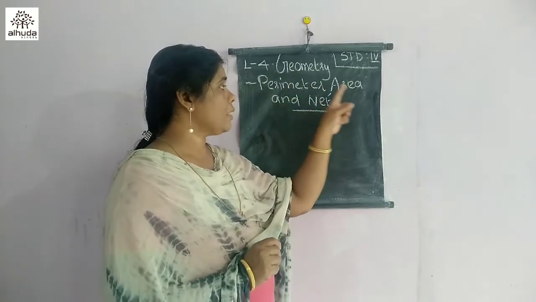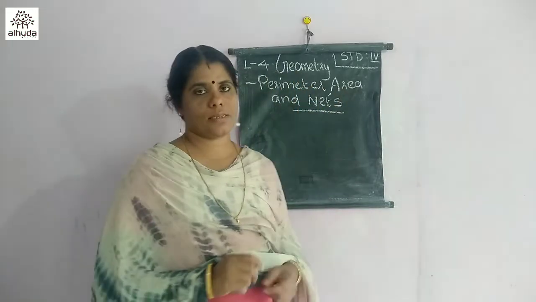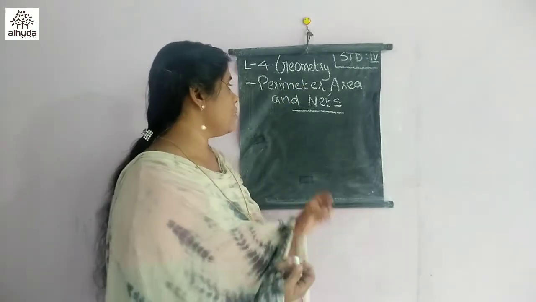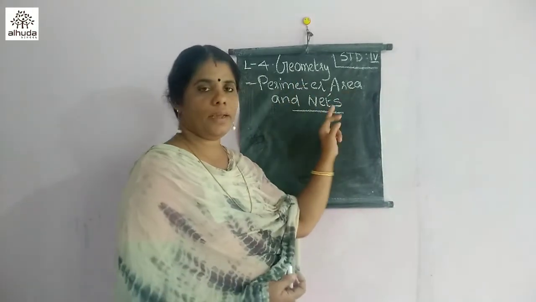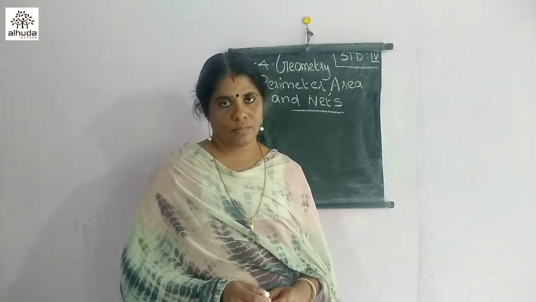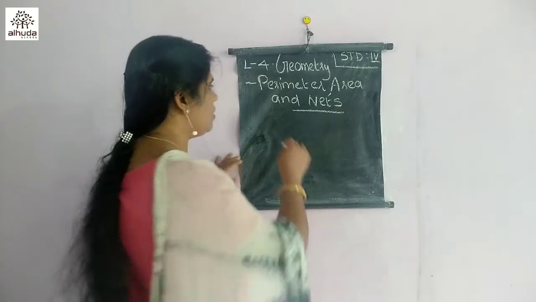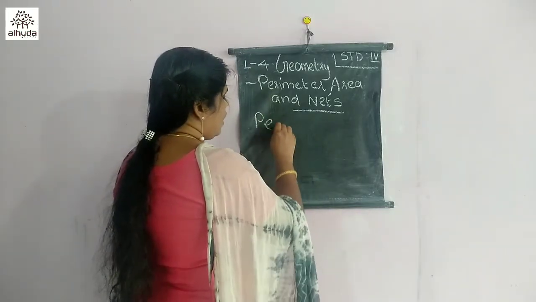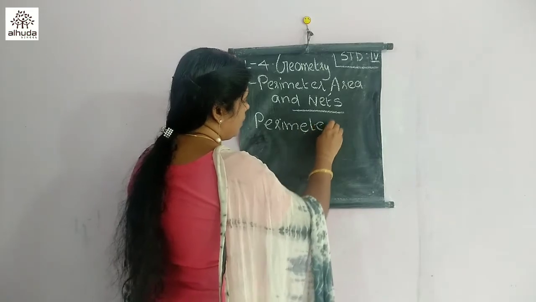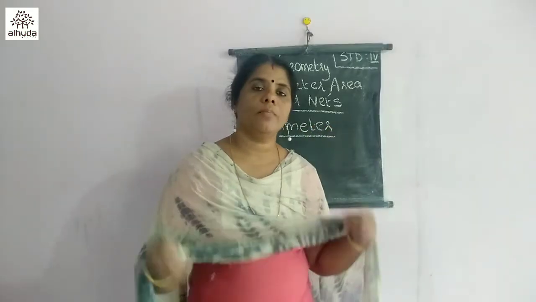Today we are going to learn a new lesson called Geometry, Perimeter, Area and Nets. It's a new lesson from Geometry and its name is Perimeter, Area and Nets. Children, do you know what is perimeter? Perimeter spelling: P-E-R-I-M-E-T-E-R. Perimeter.